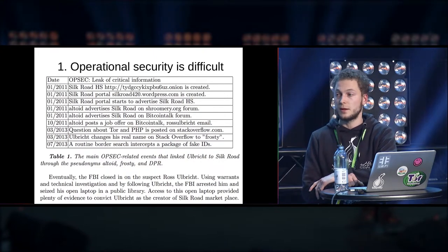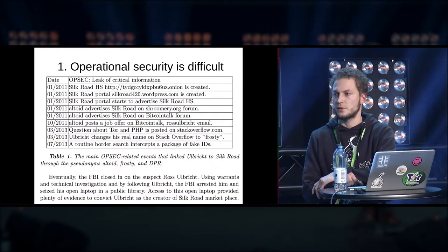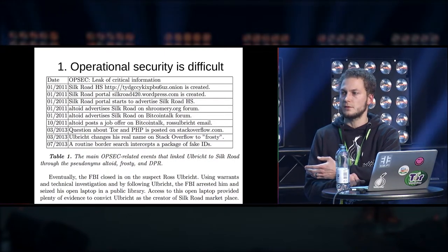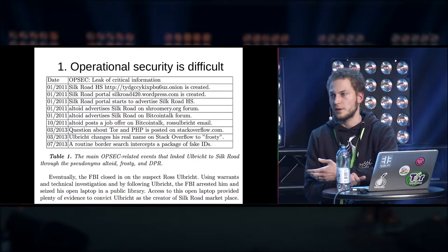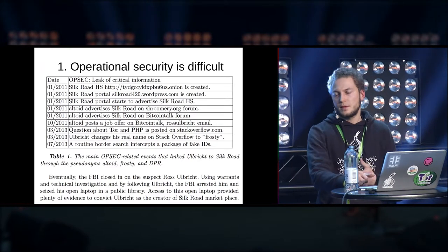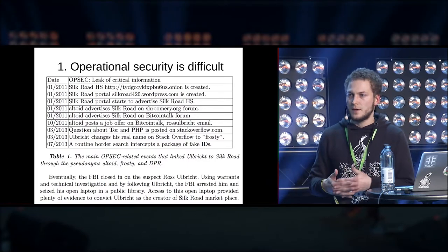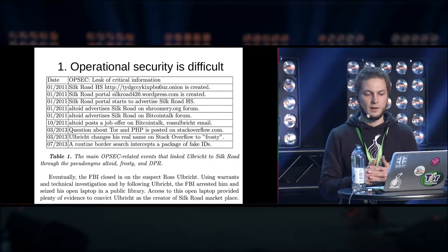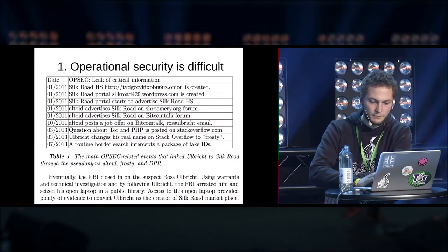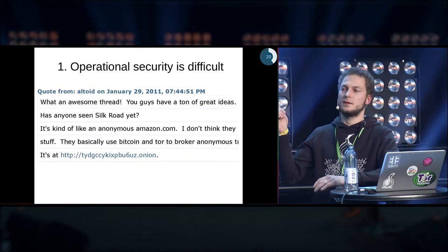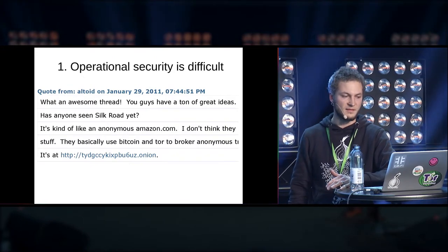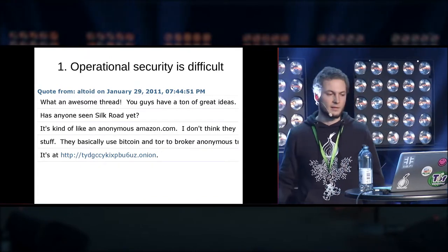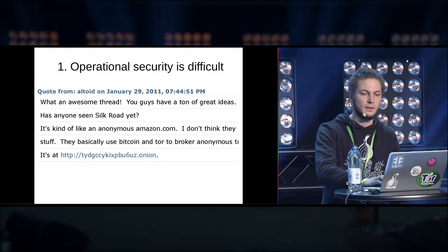There were also technical details that pointed to who the founder of Silk Road was. It wasn't all about operation security, but as you can see, these pieces of operation security failures over time already point to Ross doing something very weird and shady. Like posting these kinds of messages, using the Altoid nickname that is directly linked to his real identity.